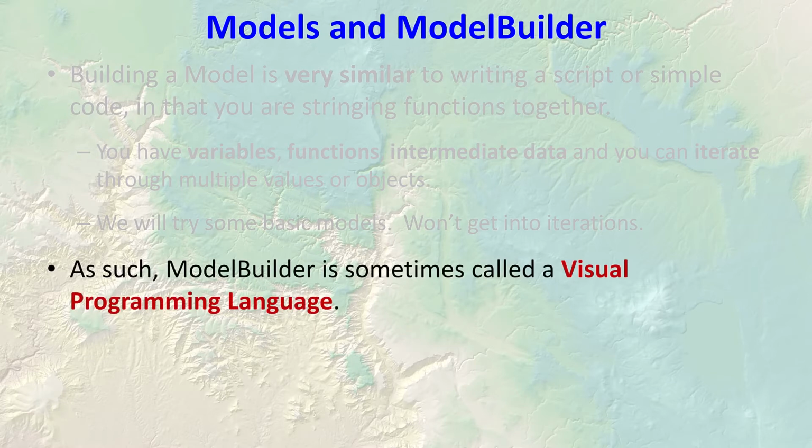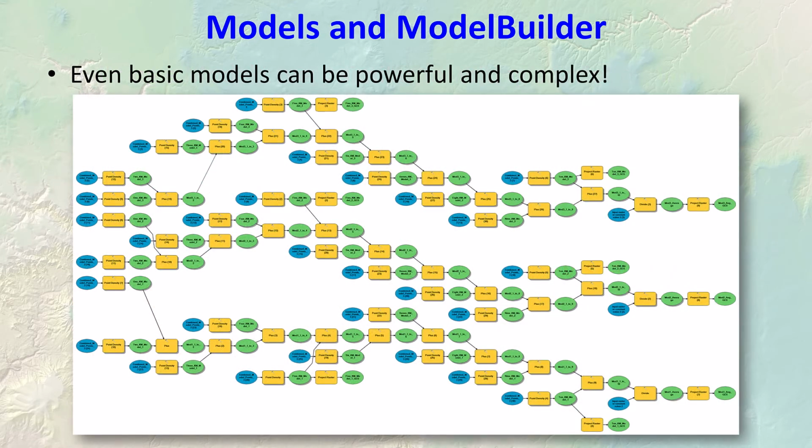Now, ModelBuilder is sometimes called a visual programming language just because it is so similar to writing code. Now, as a coder myself, I'd argue that writing code still gives you a much deeper and more extensive ability to work with data than ModelBuilder, but ModelBuilder is really not bad for what it does. In that last example, we just looked at 3 fairly simple steps in the model, but that's not really where we would normally stop. Many models get much more complicated than that.